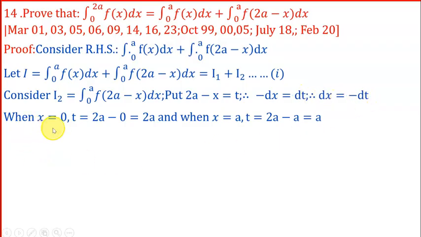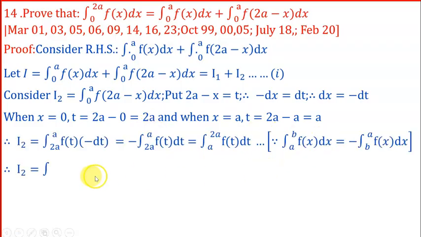When x is equal to 0, t is equal to 2a. When x is equal to a, t is 2a minus a, which gives a. Therefore, t is equal to a. That is, the lower limit is 2a and the upper limit is a.